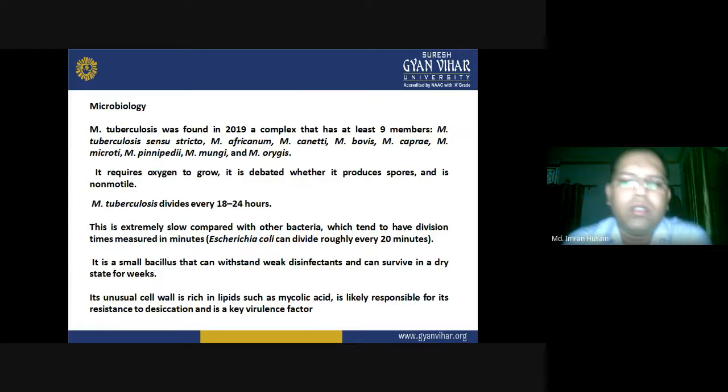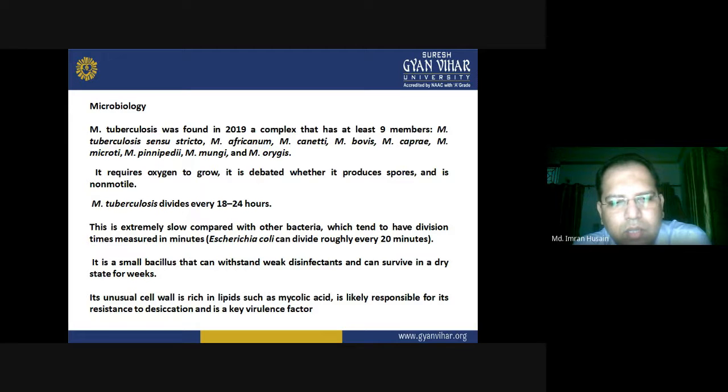So, when these bacteria do have favorable conditions, when they do have a lot of food and all the things essential for metabolism supplied in bulk, they tend to divide and multiply every 18 to 24 hours. Although it is very slow, in the case of some bacteria like E. coli, it divides roughly after every 20 minutes.